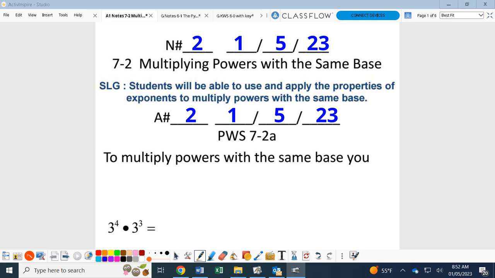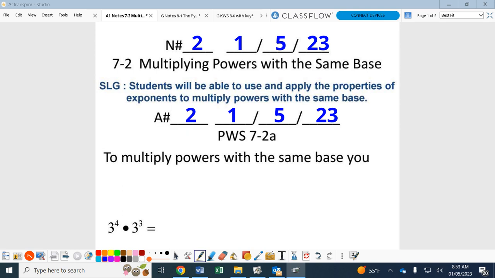More rules on exponents and how to deal with them. Today we're going to be dealing with multiplying powers with the same base, meaning if you have two things that are the same number or the same variable and you multiply them and they have exponents on them, what do you do with their exponents? So what do you do to get to an answer on this?